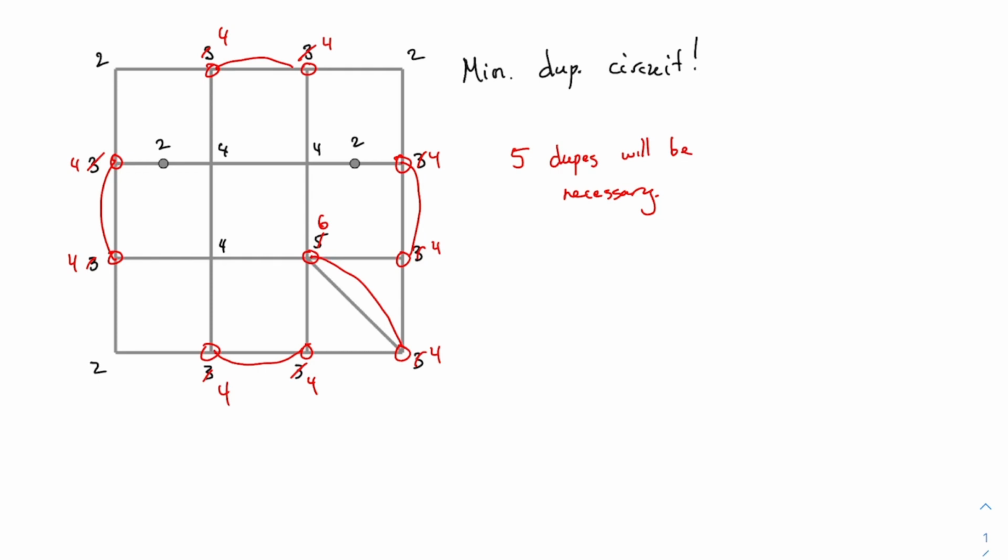How about this? What about in this question? What if I said find a Euler circuit, or say that it doesn't exist? What would you say?